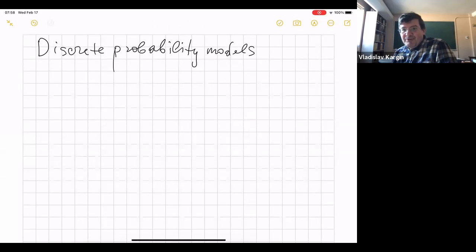At some moment we will talk about continuous random variables, but we will not talk about continuous models, and they are just more complicated. So discrete probability models is just when the number of outcomes is finite. So omega, the set of outcomes, is finite or countably infinite.